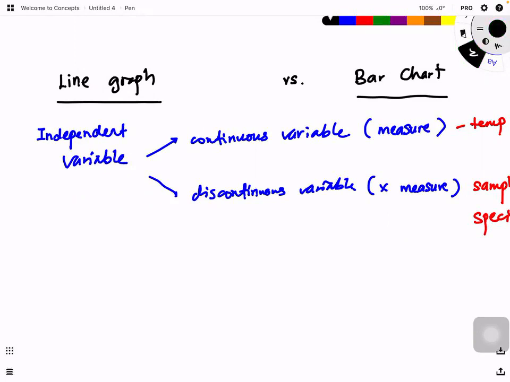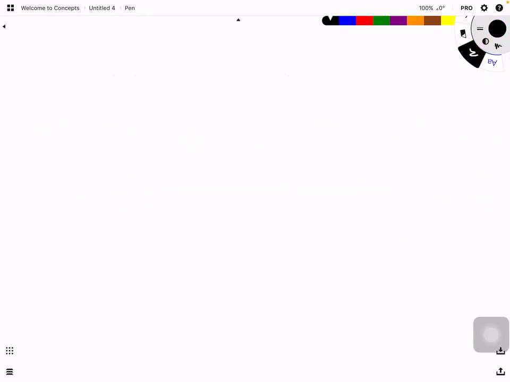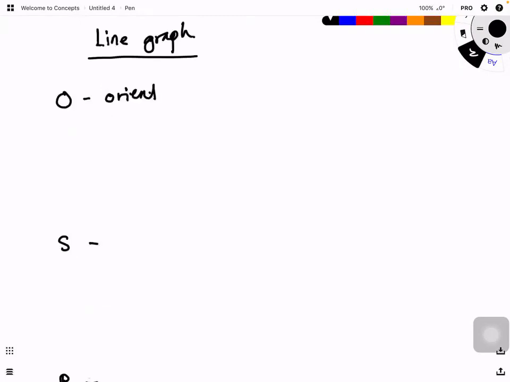Okay. So in line graph, we have to follow this rule called OSPL. O, S, P, and L. Now, what's O? O stands for orientation. Orientation basically means that you need to know what is for x-axis, what is for y-axis.